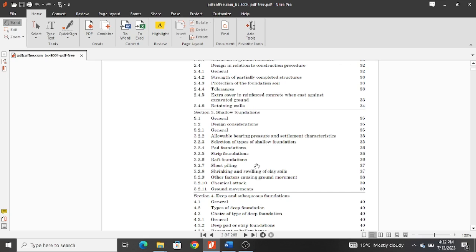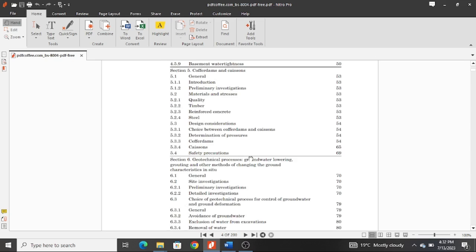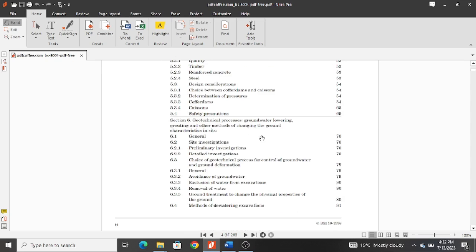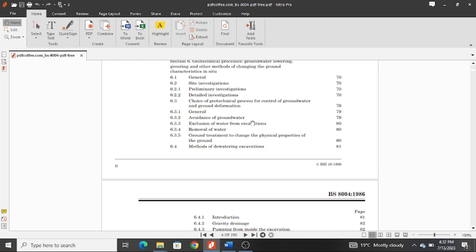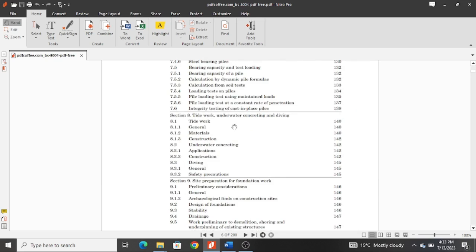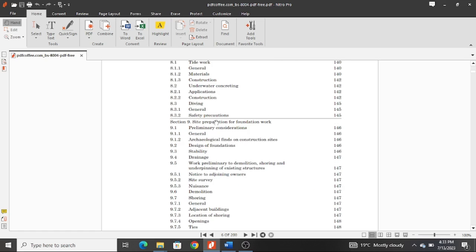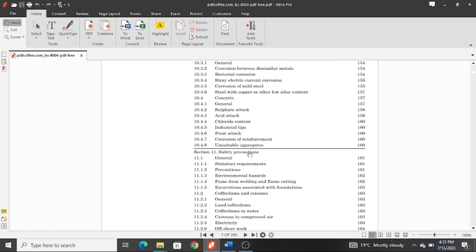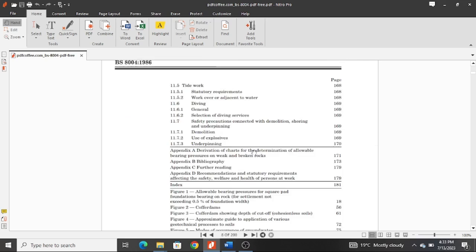And then for shallow foundations, we also have some notes here. And then deep foundations, we also have a guideline. Cofferdams and caissons, geotechnical processes, including the temporary works that you carry out on site, like dewatering, and pile foundations, tidal work, or when you're working underwater. This is majorly in the sea, and diving as construction is going on, site preparation for foundation work, and all these things. So these will guide you, including safety precautions and all you need on site.